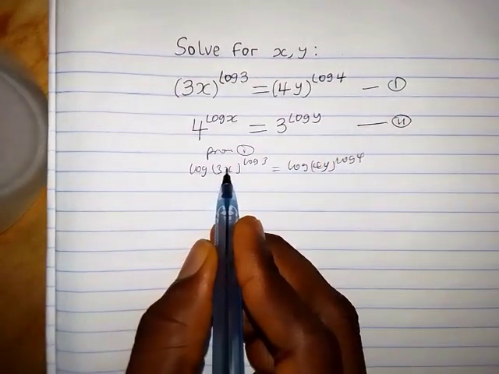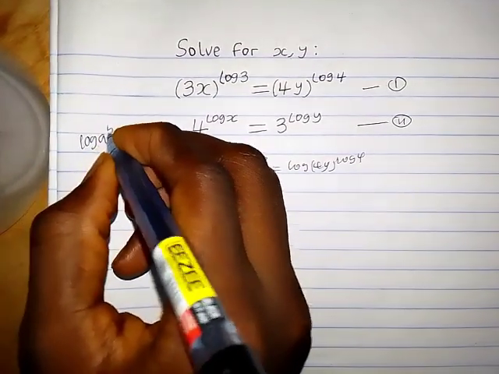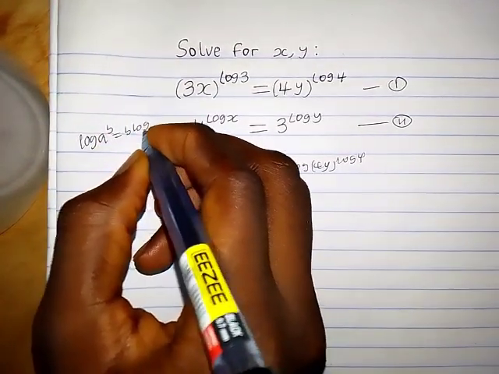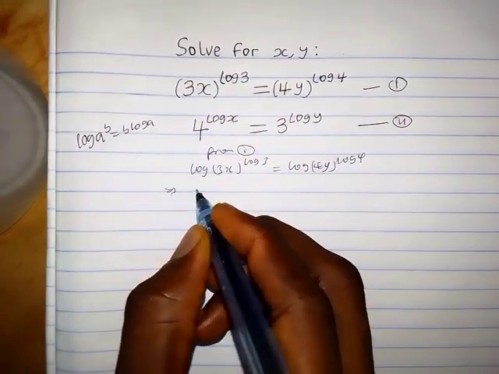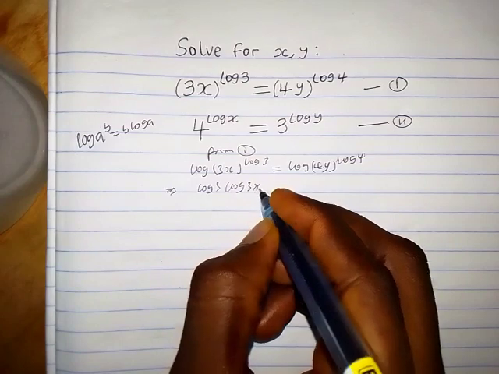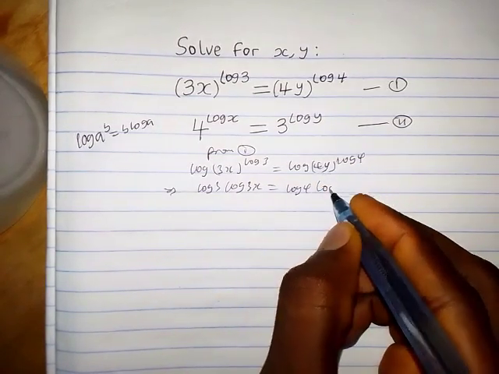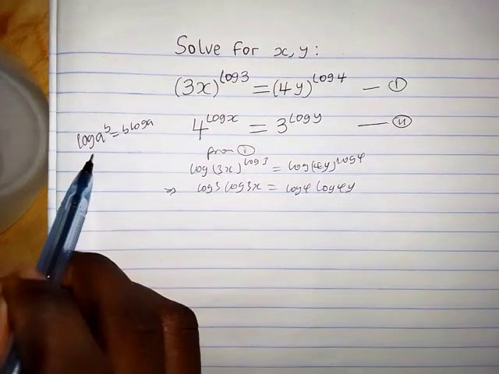So we are going to apply rules of logarithm here. That is, whenever we have log a raised to power b, it is the same thing as b log a. So this implies log 3 times log 3x equals log 4 times log 4y using this property.